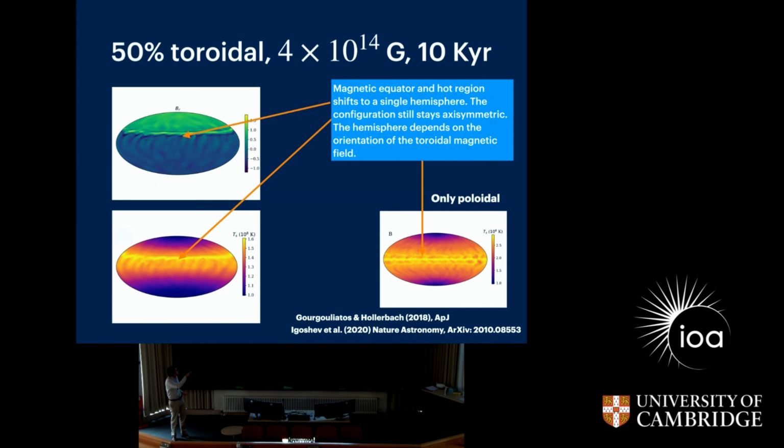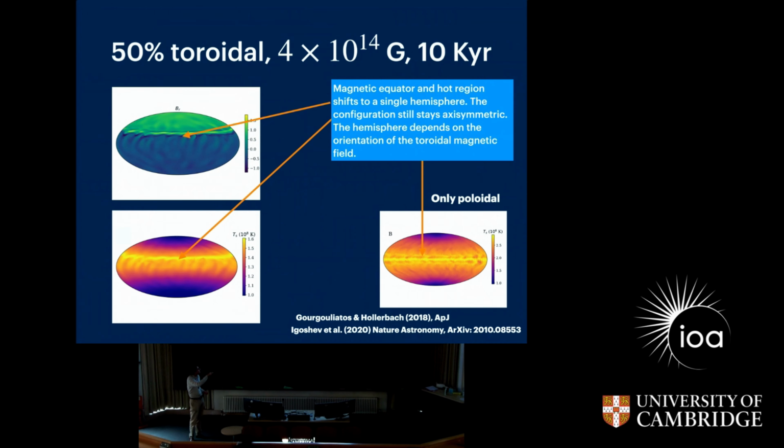this magnetic equator shifts towards the northern hemisphere. It all depends on the orientation of the toroidal magnetic field. If you choose a different orientation of the toroidal magnetic field, your equator would shift toward the southern hemisphere. But otherwise, the picture is relatively similar. So you still have a hot equator. So the equator is shifted now towards the southern part.